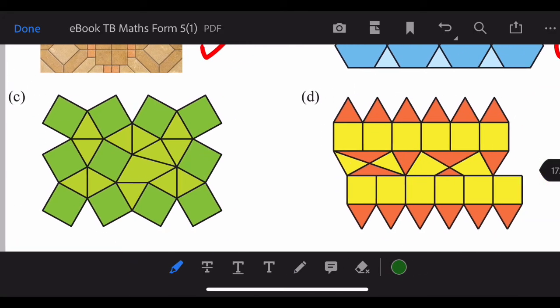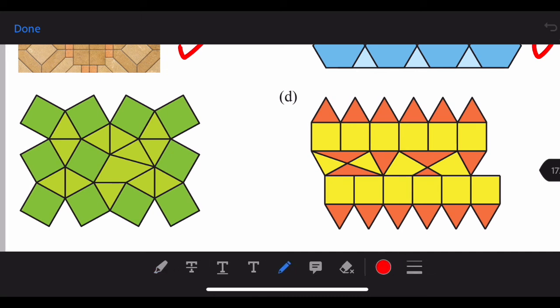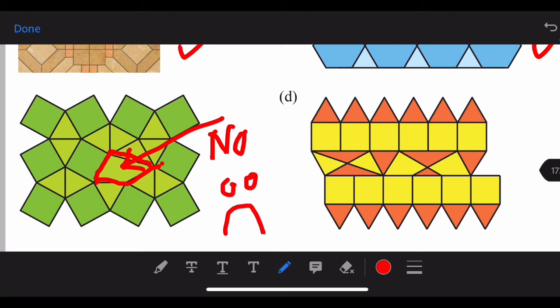How about this one? Is it a tessellation? You just focus on this one. There's no repetition, right? So the answer is no. It's not a tessellation because you can see the pattern does not recur. You can see the square and the triangle recur, but there's one shape that does not recur, right? So no, this is not a tessellation.